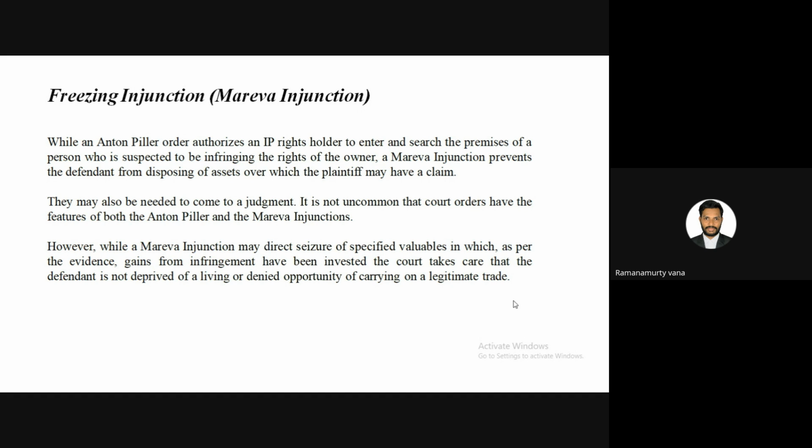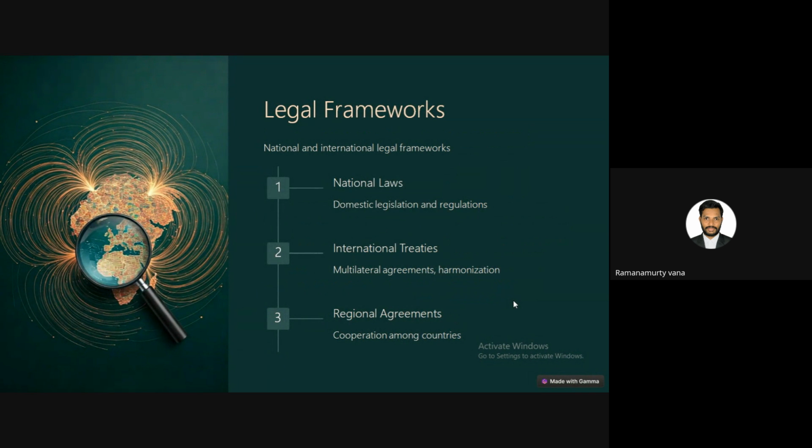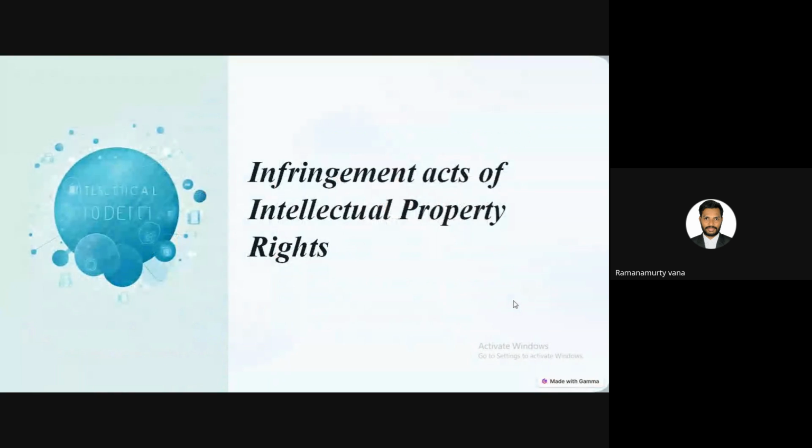The courts take care that the defendant is not deprived of living or denied the opportunity of carrying on a legitimate trade. So what are the challenges in enforcement? Yesterday also we were discussing this: the evolution of technology, the global nature, and the complexity of intellectual property rights. These all affect the challenges in enforcement. So what are the legal frameworks? Legal frameworks are nothing but national laws, international treaties, and regional agreements. So this comes under the legal frameworks.